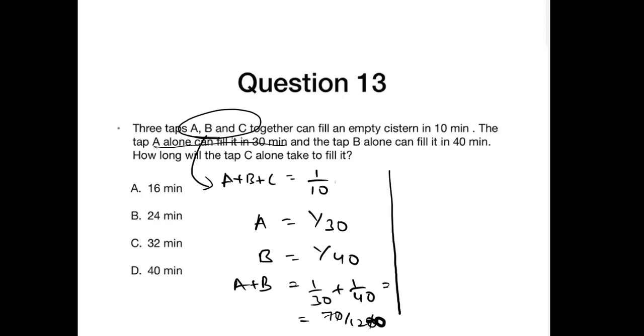So we need part C. It's really simple: A plus B plus C minus A plus B.